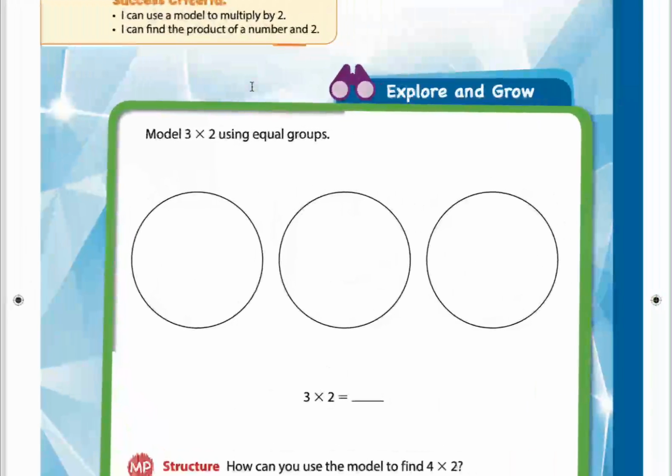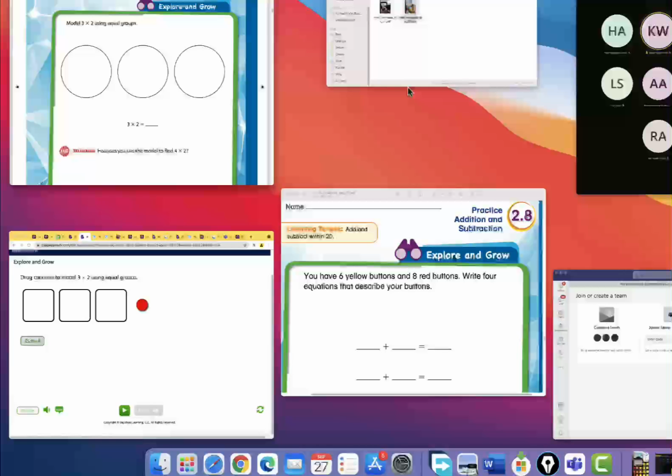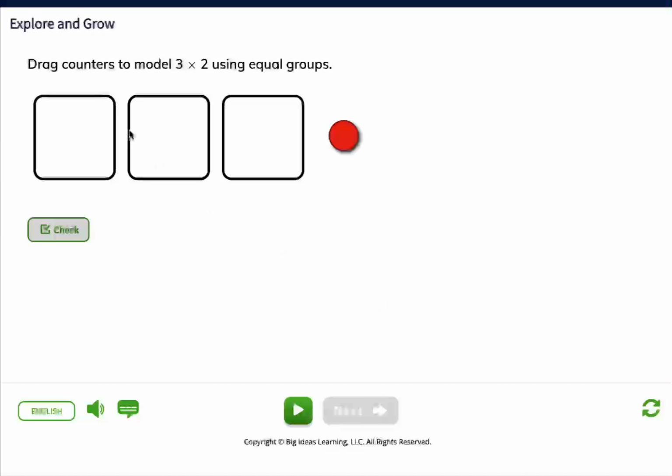Okay, my heroes, let's see this question. We need to model 3 times 2 using equal groups. Let's use this, and we can drag the counters to model 3 times 2. As you can see here, we have 3 groups. We need 3 equal groups. What is the size of each group? How many counters should we put in each group to model 3 times 2? Excellent, Hassan. So let's take 2 in the first group, 2 in the second group, 2 in the third group. So now we have 3 groups of 2. Two, three times, right. Excellent, my hero. So the total here is 6.